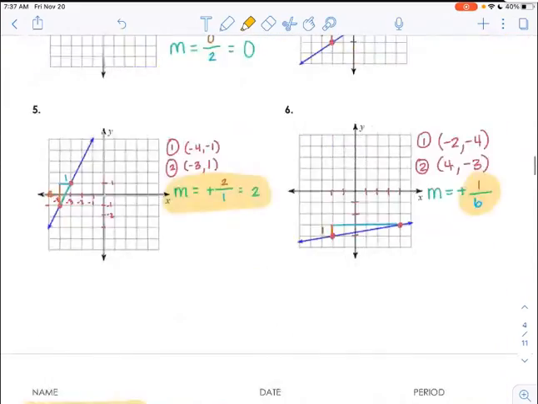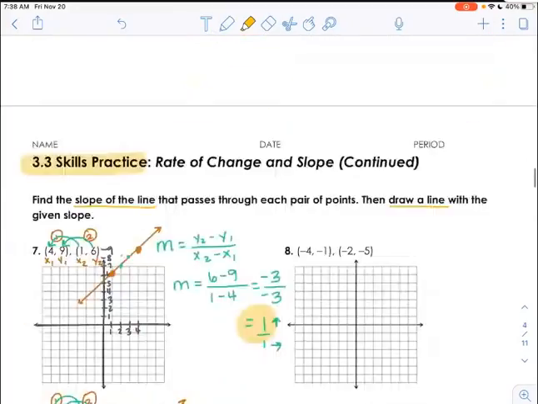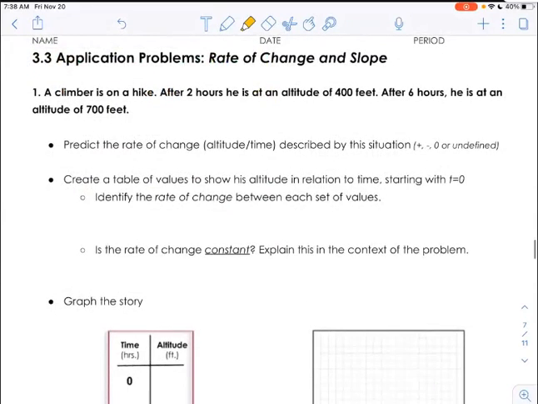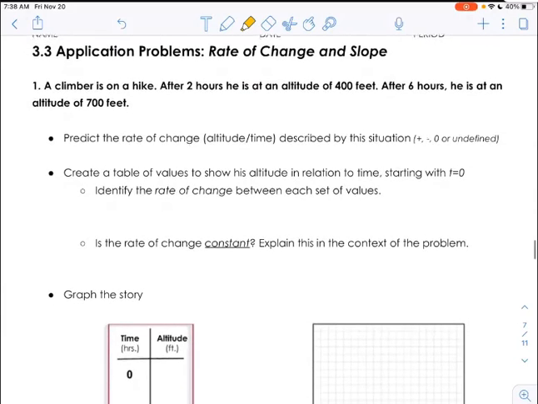We have already practiced finding slope on graphs, finding slope with points, and today we're going to get into some application problems. So let's take a look at this first one. If you were writing these notes by hand, just draw a line under those notes and write 3.3 application problems. It says a climber is on a hike.